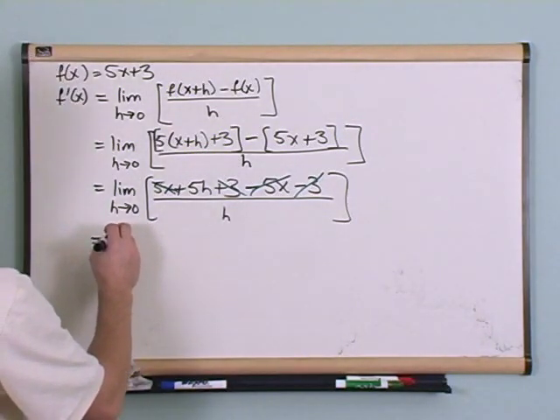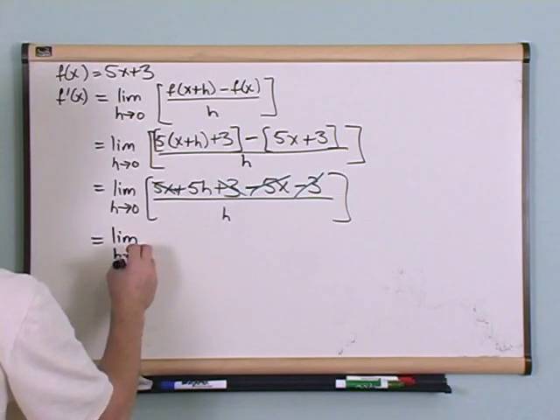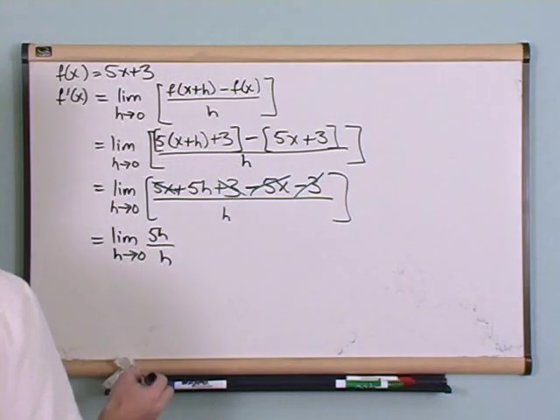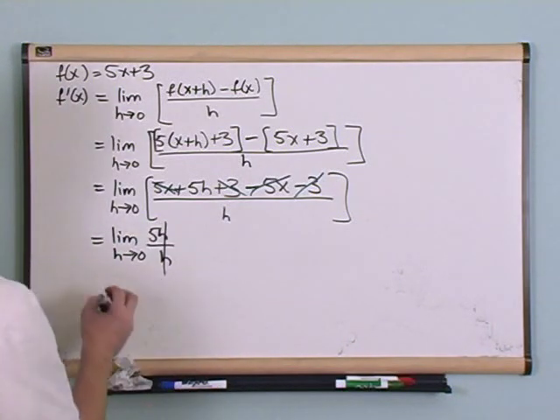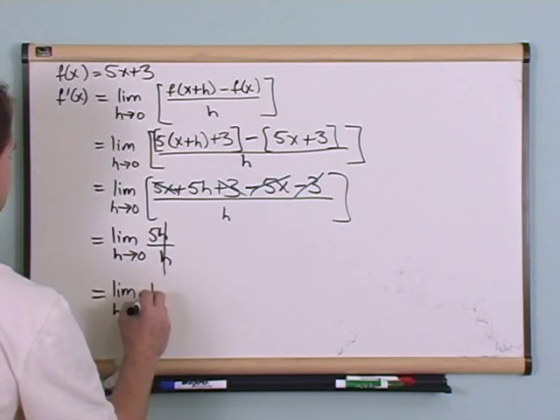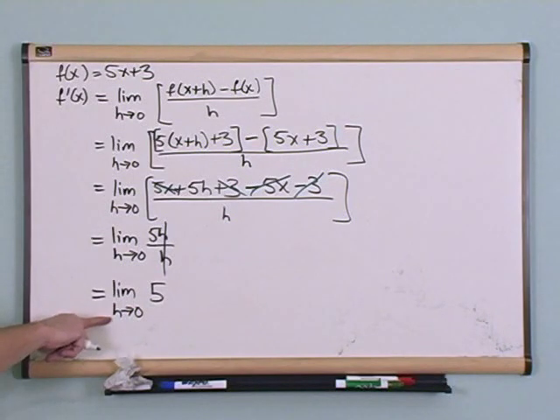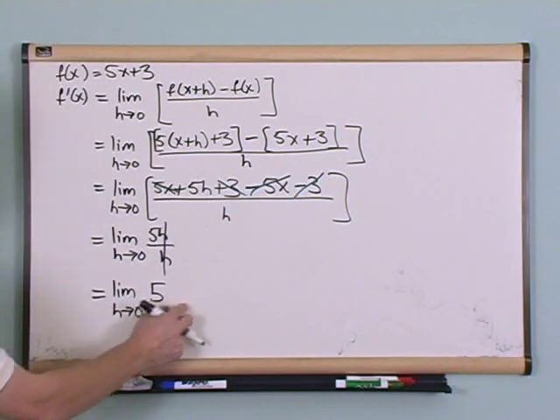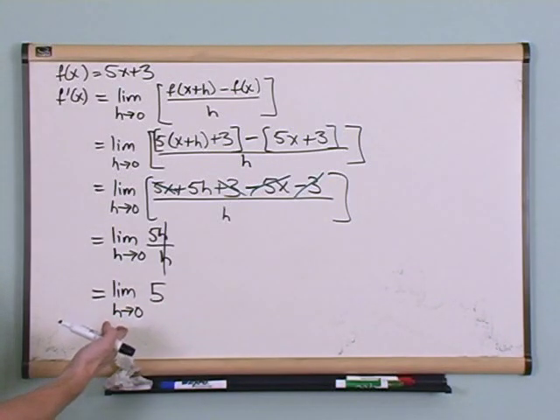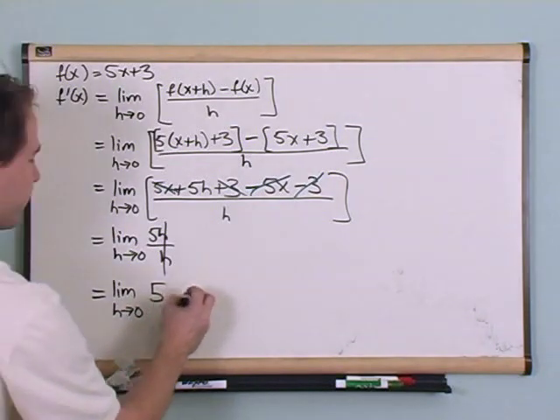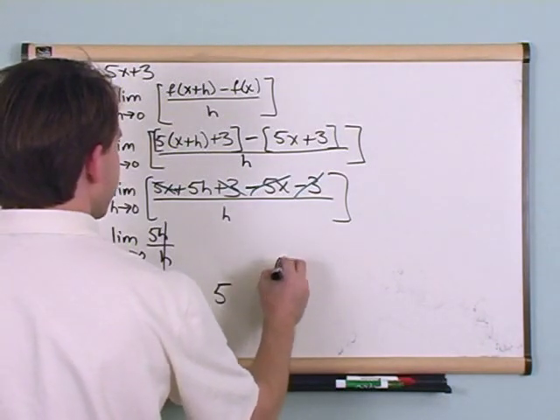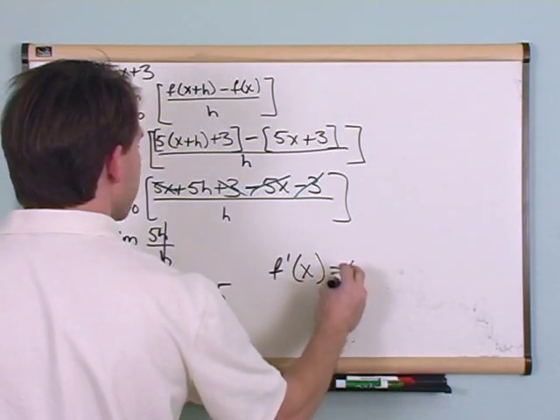So in the end, it's the limit as h approaches 0 of 5h over h. Now of course h divided by h is 1, so I'm going to take that out. So it's the limit as h approaches 0 of the number 5. Now this looks goofy. I'm taking the limit as h approaches 0, but there's no h anywhere. Well, that means there's no dependency on h, so I don't even have to do anything to it to take the limit. So the answer is just 5. So what that means is the derivative of f of x is equal to 5.